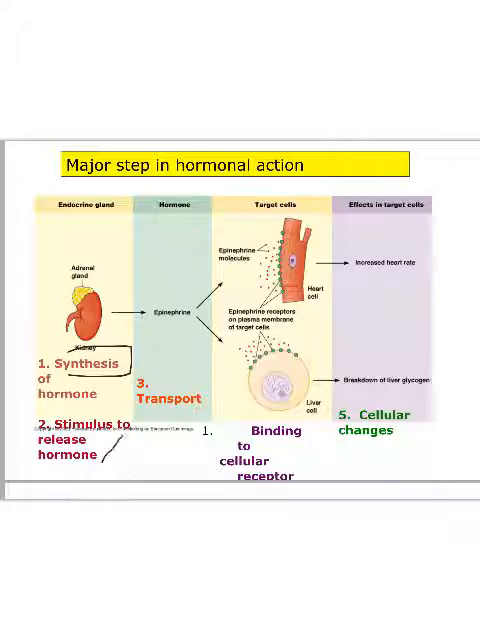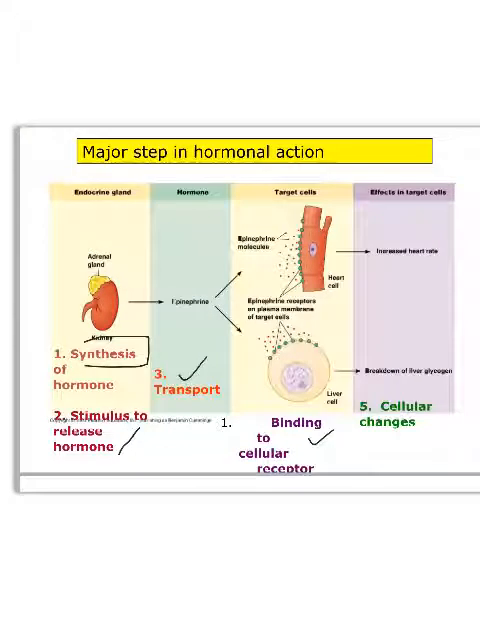Then the stimulus that's going to release the hormone, what's going to cause it to be released, and how it gets transported in the blood. The fourth step is that it has to bind to a receptor, so where is the receptor? And then we're going to talk about how cellular changes occur. Okay, so let's just walk through this.